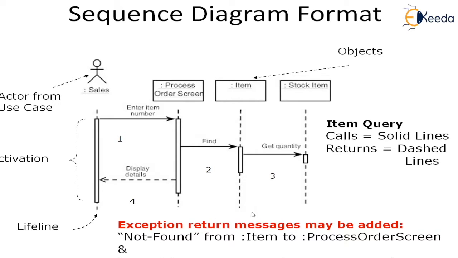And there will be another path which will be the exceptional path. So an exceptional return message may be added, not found, from the item. So if the item is not found, then there can be an exception here, not found, to the process order screen, or an error from the process order screen to the sales. This is the sales actor, to the sales UI it can go.